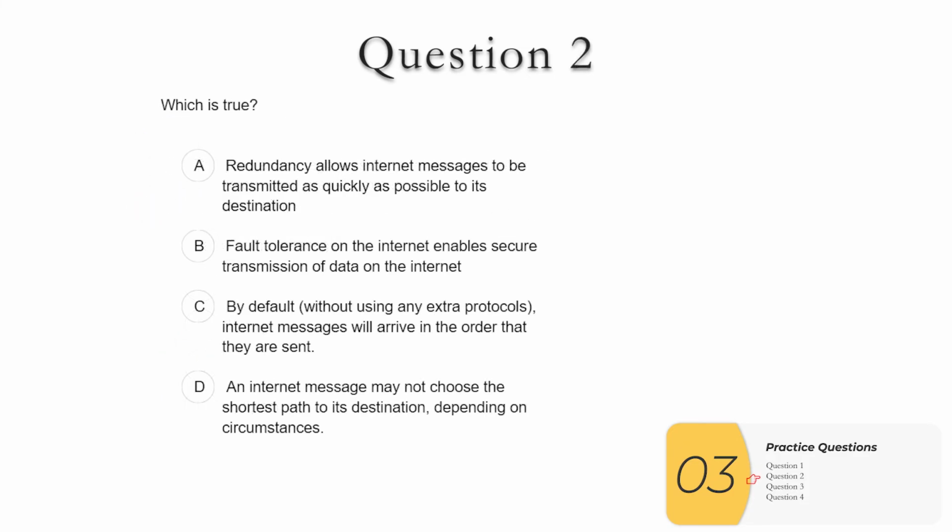Question 2. Which is true? A. Redundancy allows internet messages to be transmitted as quickly as possible to its destination. So the thing with this question and all AP questions is that the definitions are narrowly focused. So we know that redundancy means that things work when things break, and everything else is going to be a distraction. So if they talk about privacy, speed, security, that's all nonsense and mumbo jumbo. So redundancy has nothing to do with speed, so we know that this is not true.